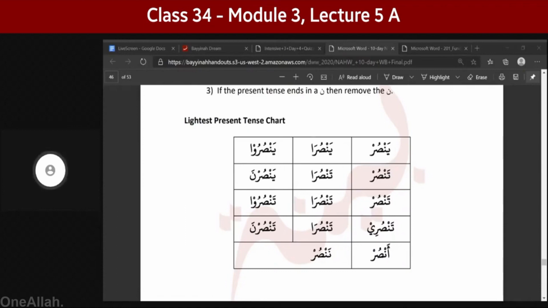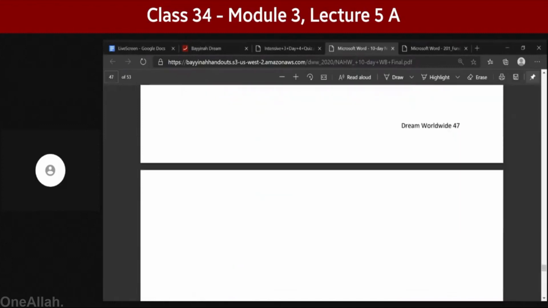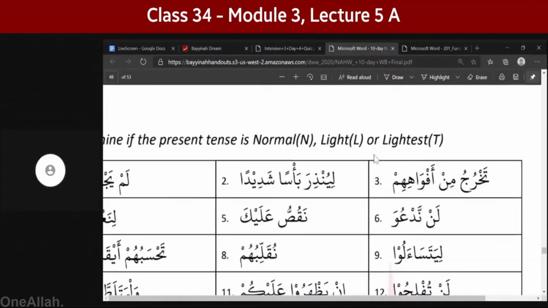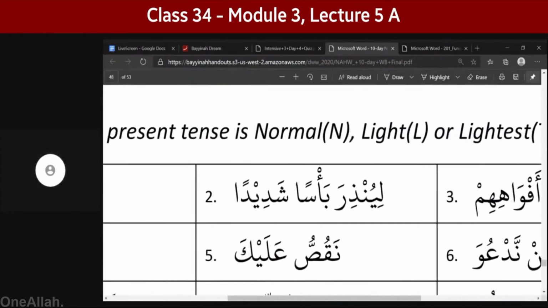Number 2 on page 48. Let's look at it. Number 2. Determine if it's present or if it's normal, light, or lightest. Okay. لينذر بأسا شديدا. Ba'san is an ism because it has tanween. We can tell that immediately. Shadidan is also an ism because it has tanween. You can disregard these. We're only looking at liyundhira.